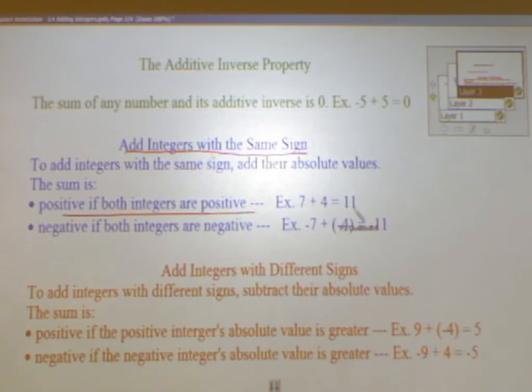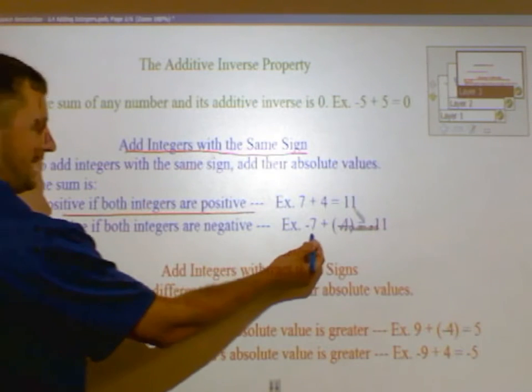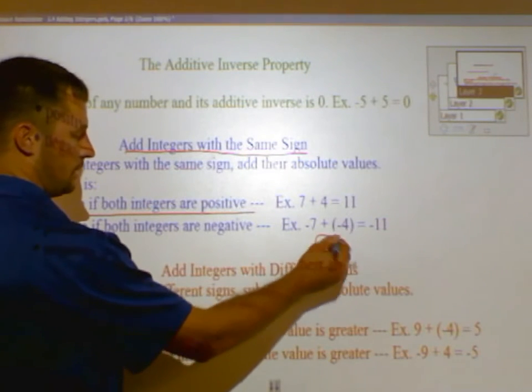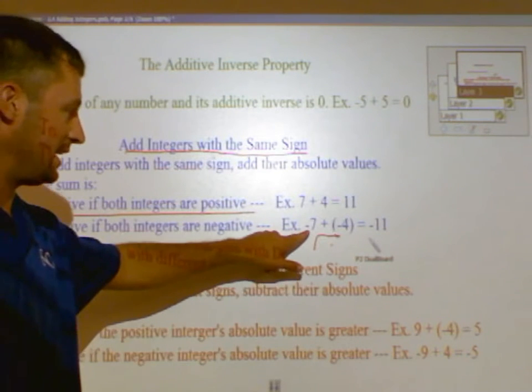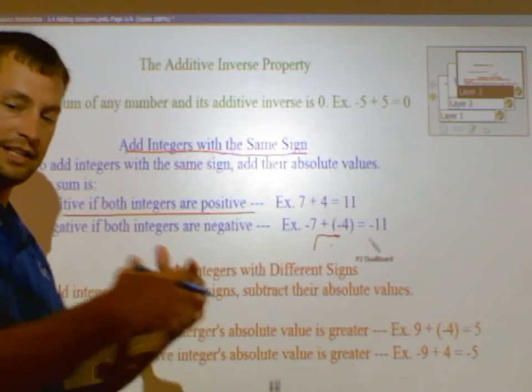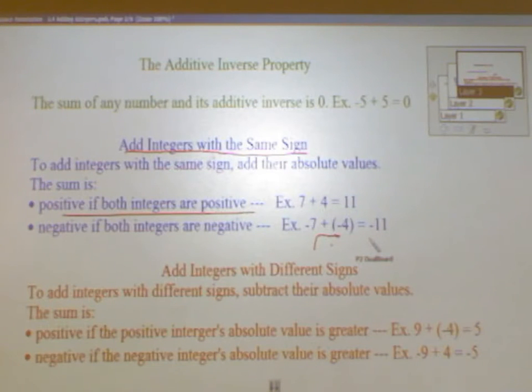However, if both are negative, and you have a negative 7 plus a negative 4, you're just going to act like they're regular numbers. So you're going to add 7 and 4. Normally you get 11, but now you have a negative and another negative. You're adding negatives on top of each other. Negative and negative gives you negative 11.